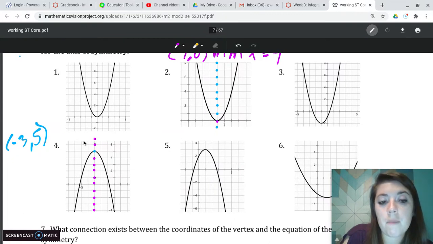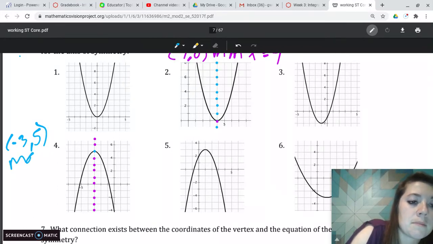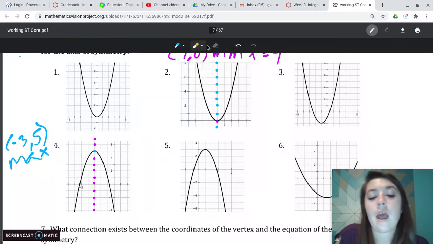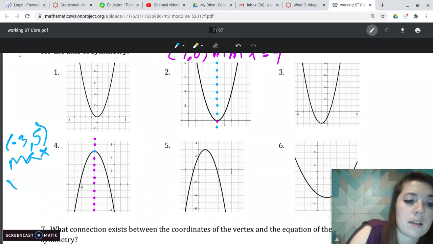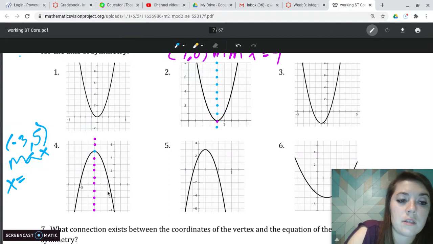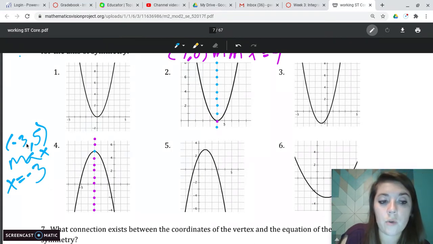Now, do we have a minimum or a maximum here? This vertex, is it a minimum or a maximum? Well, it's the topmost point, which means it's a maximum. And last but not least, the equation of the axis of symmetry. So x equals negative 3, because that's the x value of our vertex.